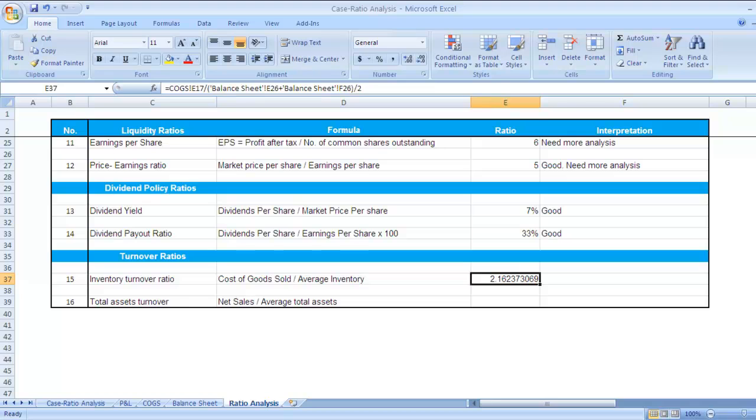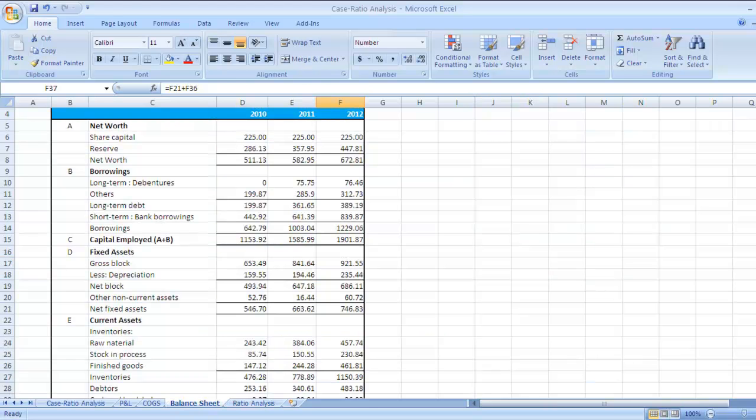So let's start calculating the inventory turnover ratio. We need average inventory, so let's calculate average inventory first. Go to the balance sheet, calculate here average inventory. So average inventory of finished goods is 244.28 plus 461.81, divided by 2. Now this will give us average inventory.